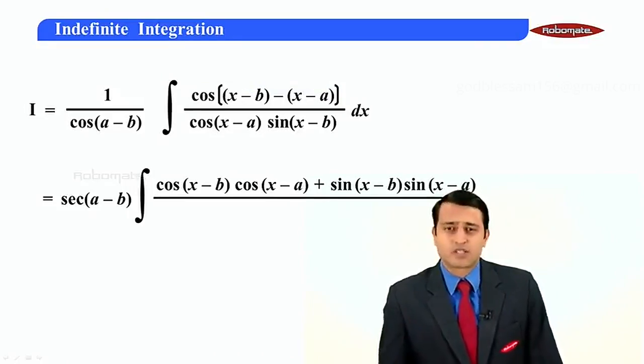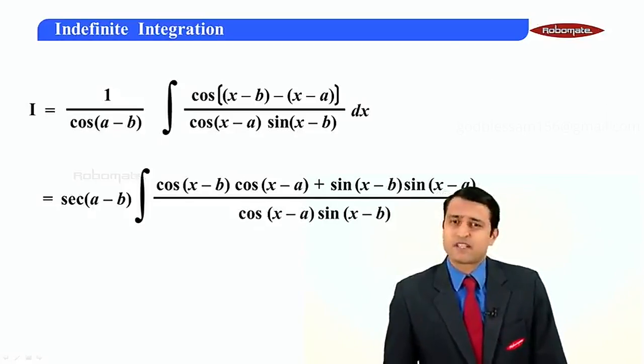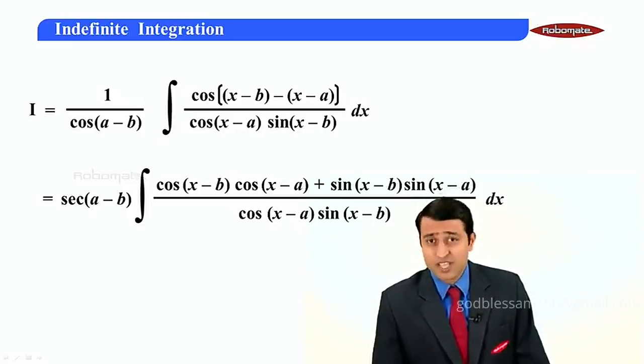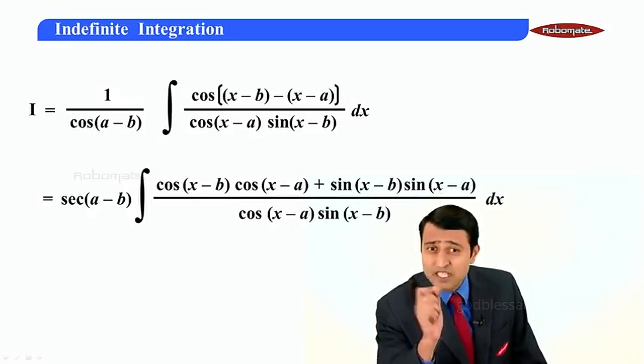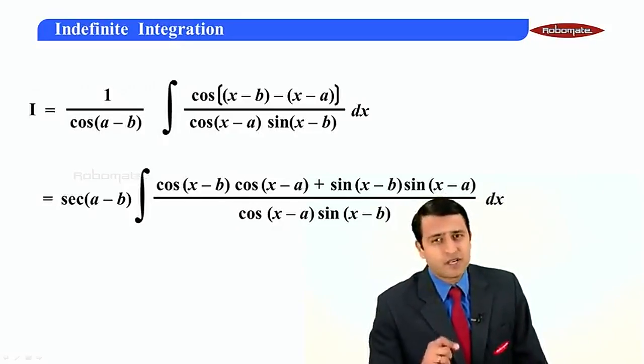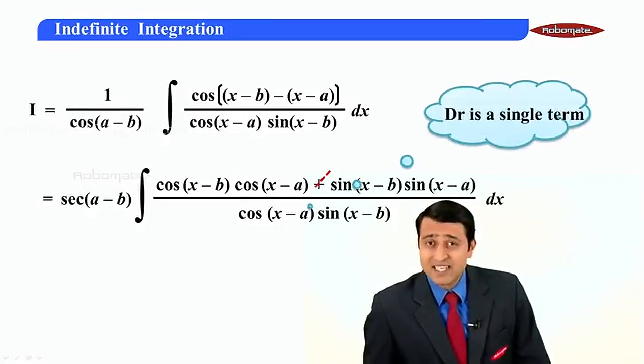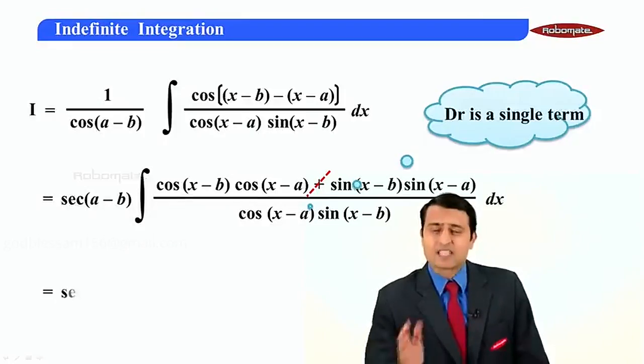Obviously the denominator does not change. So upon cos of x minus a sin of x minus b and dx has to be there. Is that okay, students? Now again, the denominator is a single term, and wherever the denominator is a single term, we know we have to separate. So let us write that as sec of a minus b as it is.